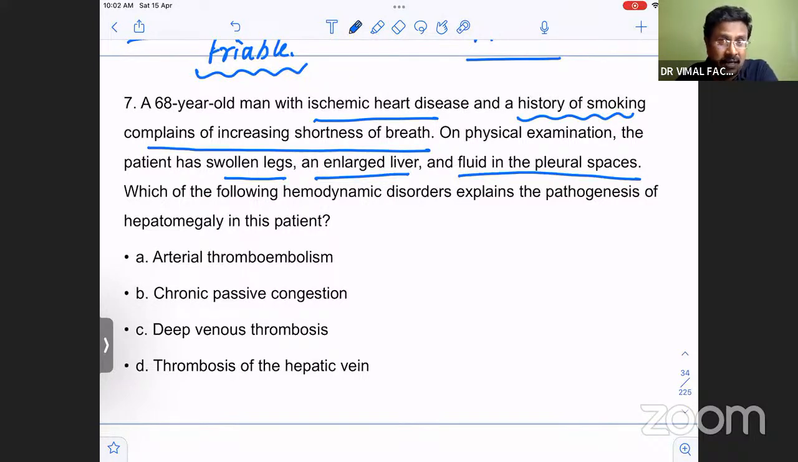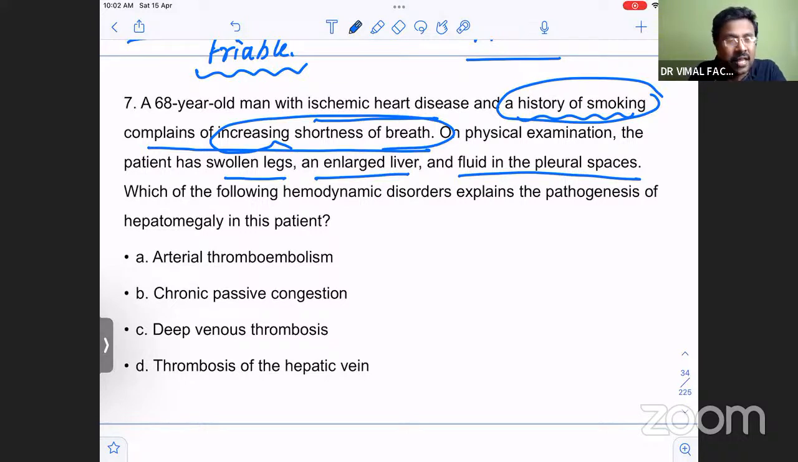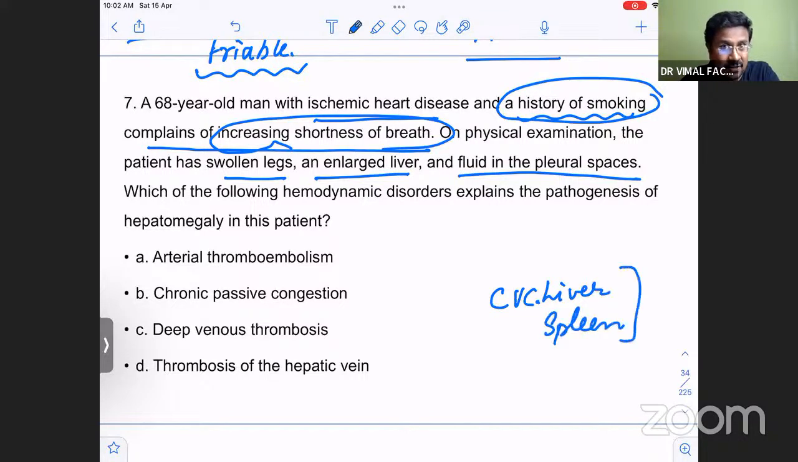What is cor pulmonale? That is a lung disease. Why is there a lung disease? See here, he is a patient of chronic smoking, with increasing shortness of breath, so cor pulmonale would have set in. Lung disease causing right heart failure. In right heart failure, you will be getting congestion of the liver and spleen. And hope you remember from our class that left heart failure results in congestion of the lung.